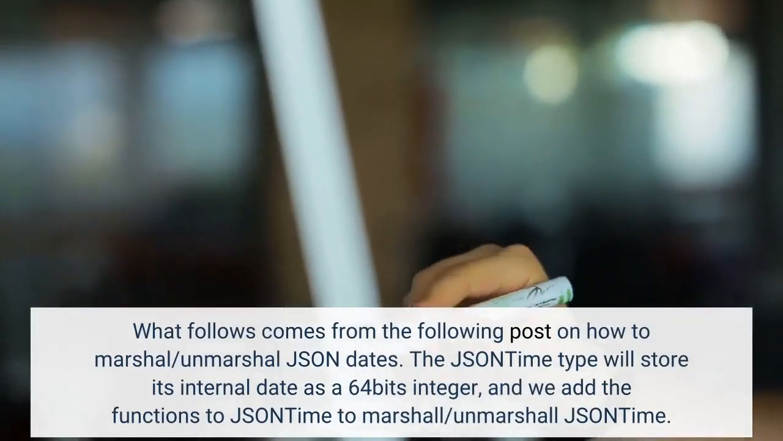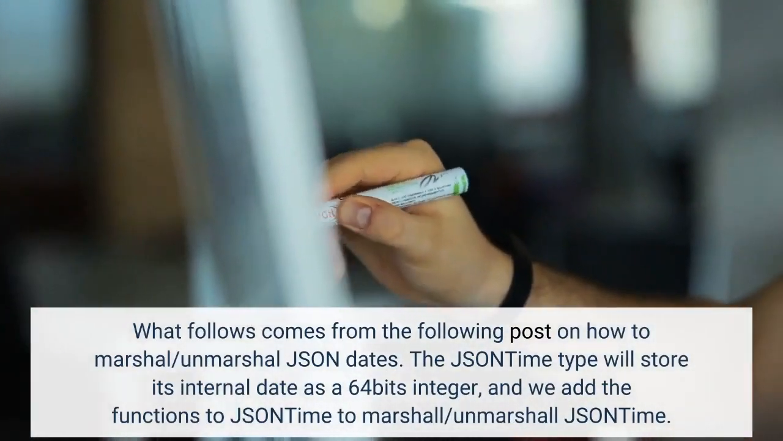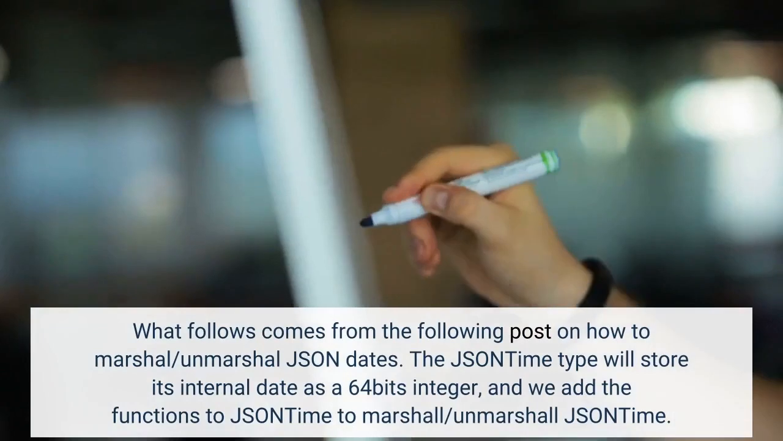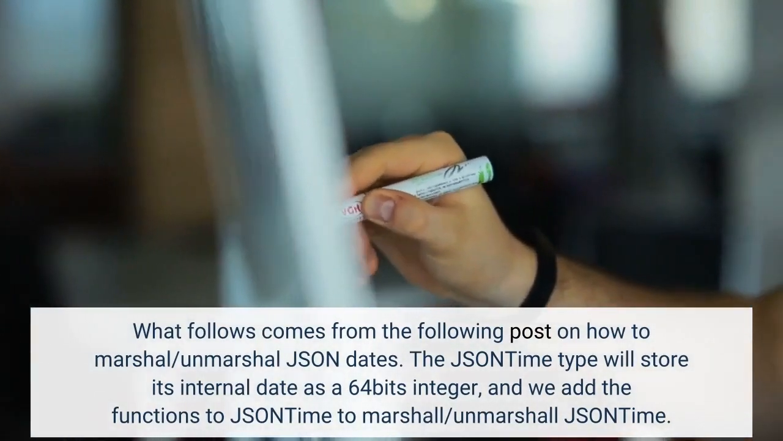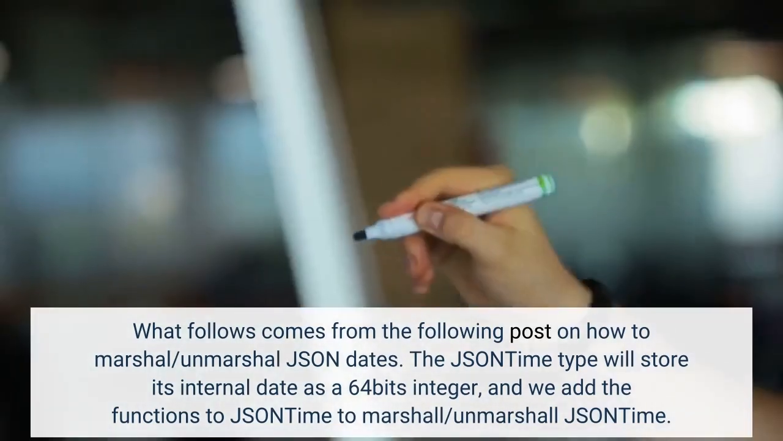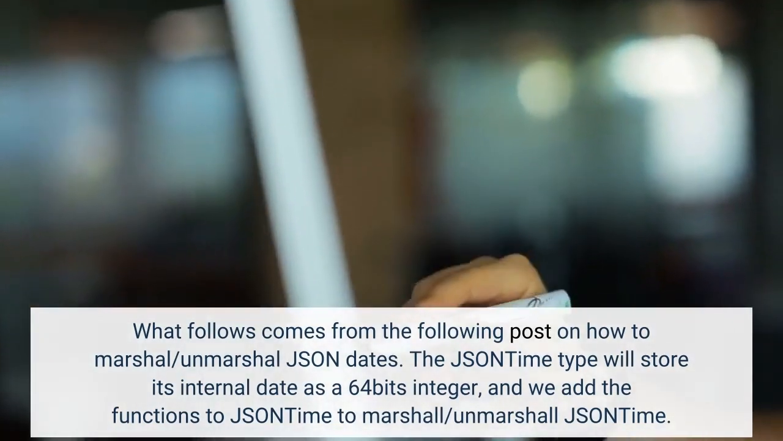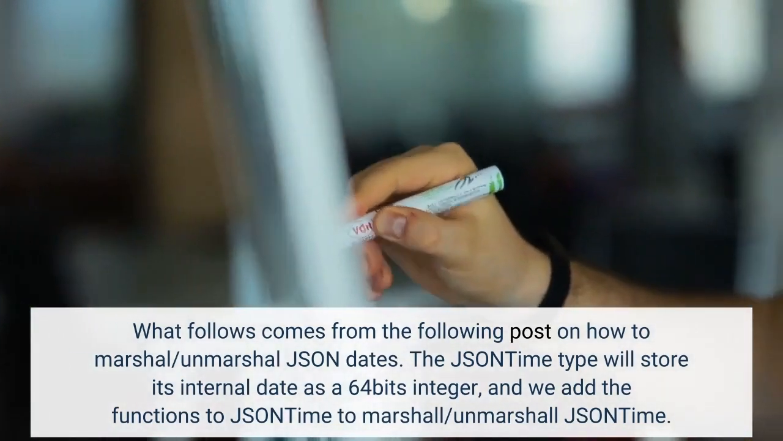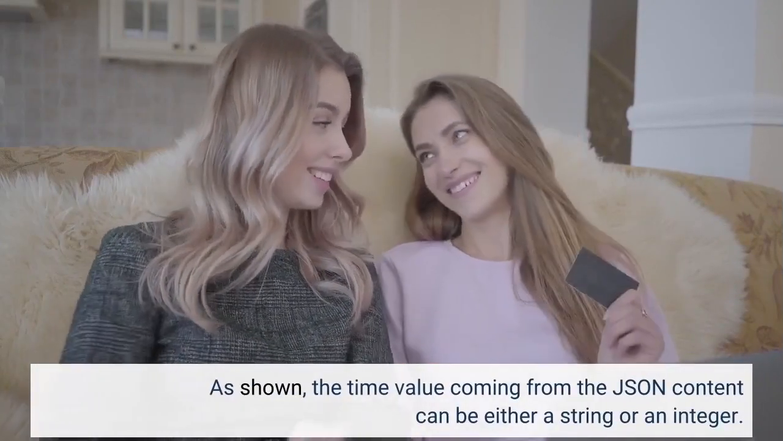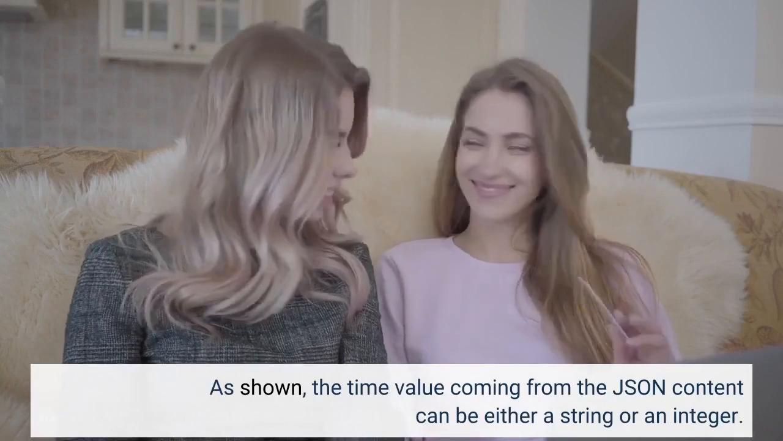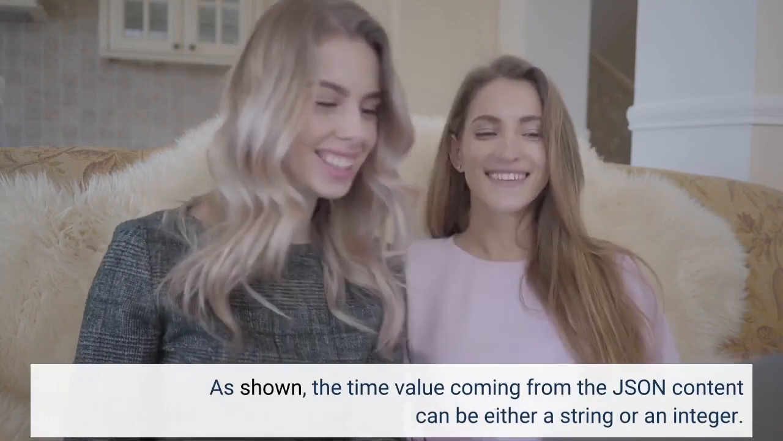What follows comes from the following post on how to marshal/unmarshal JSON dates. The JSON time type will store its internal date as a 64-bit integer, and we add the functions to JSON time to marshal/unmarshal JSON time. As shown, the time value coming from the JSON content can be either a string or an integer.